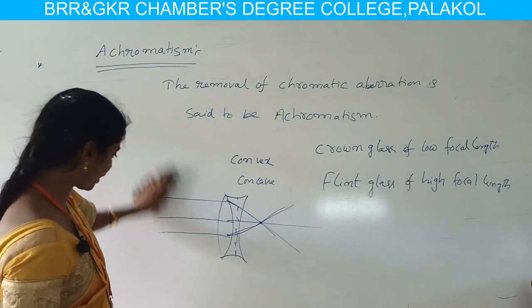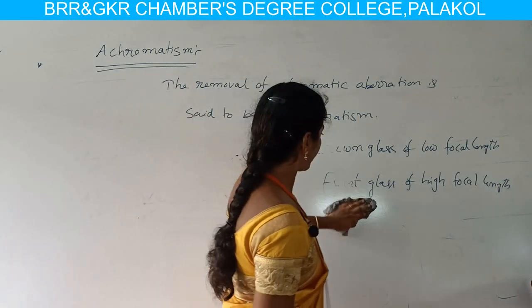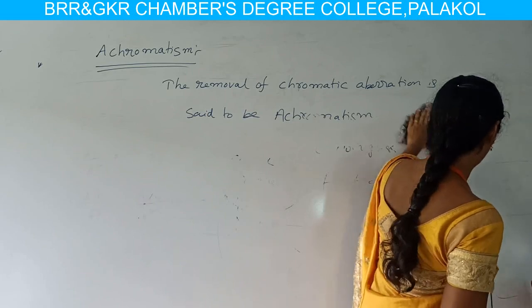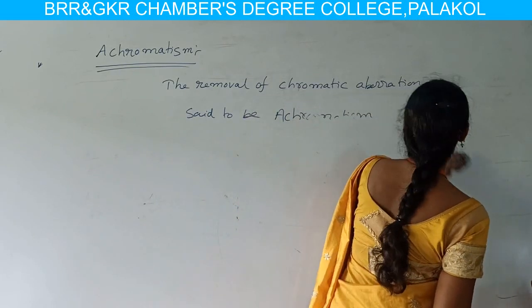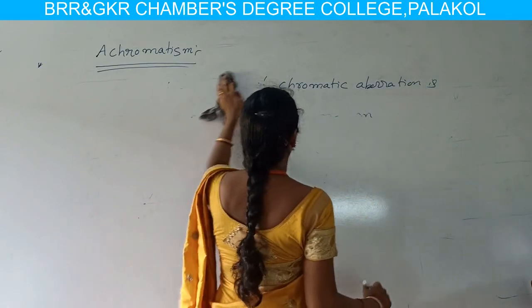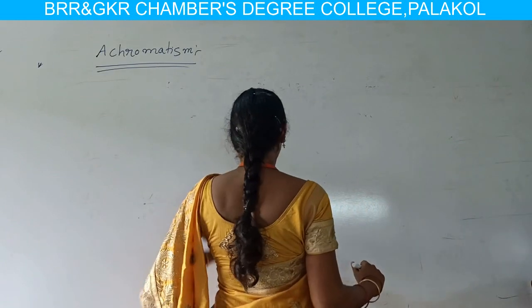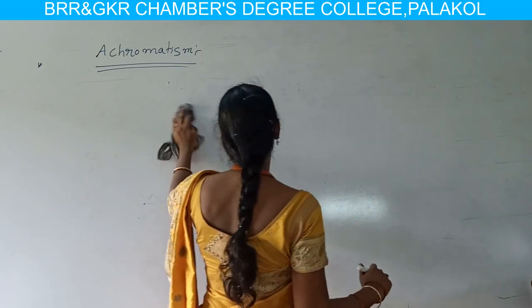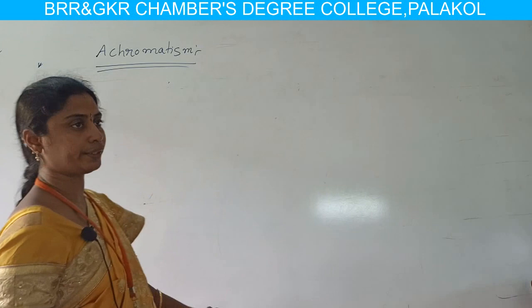So what is achromatism? The removal of chromatic aberration is said to be simply achromatism. Here by using an achromatic doublet we come to a single point. The colors are removed and a single point of a single color is obtained, hence it is said to be an achromatic doublet. This achromatic doublet is formed by the combination of crown glass and flint glass.